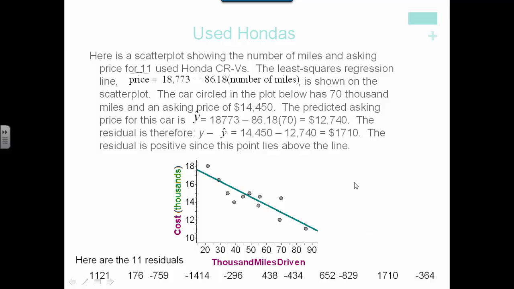Here's a scatter plot showing the number of miles and asking price for 11 used Honda CR-Vs. The least squares regression line, which we've already calculated earlier, is shown on the scatter plot. The car circled in the plot below has 70,000 miles and an asking price of $14,450. The predicted asking price is $12,740. The residual is therefore y minus y hat, which was 14,450 minus the 12,740, which equals 1,710. The residual is positive since the point lies above the line.